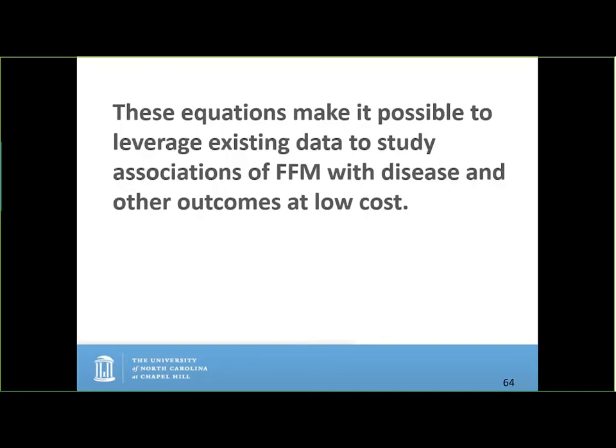So this is the real thing I want you to think about. These equations make it possible to leverage existing data to study associations of fat-free mass with disease and other outcomes at low cost. So I agree with Steve that digital images and things like that are going to be very important in our future. But many of you are probably sitting on data sets that you've already got that are really rich in terms of cancer outcomes or other outcomes that you're interested in that have anthropometry. And you might be able to use these equations in order to get an assessment of fat-free mass that's pretty darn decent with data that you've already got in hand.